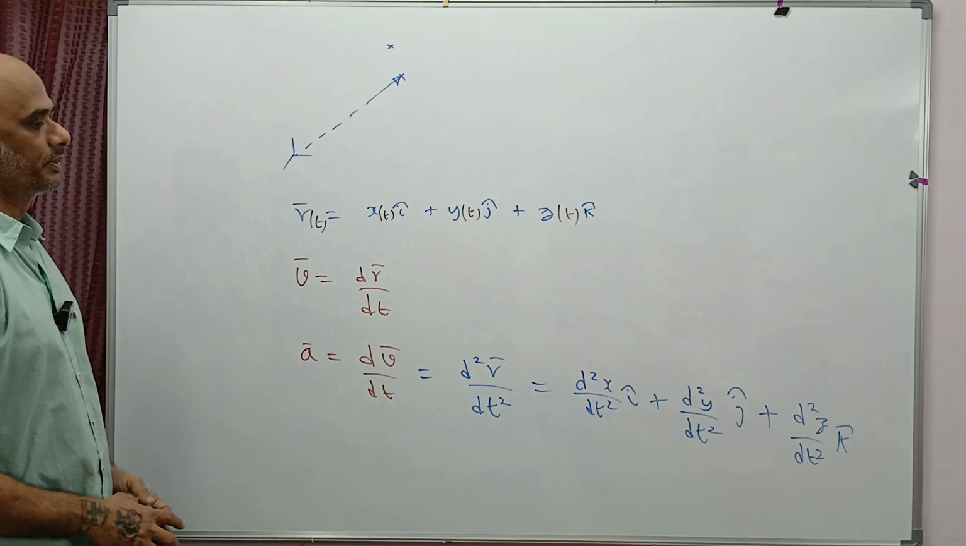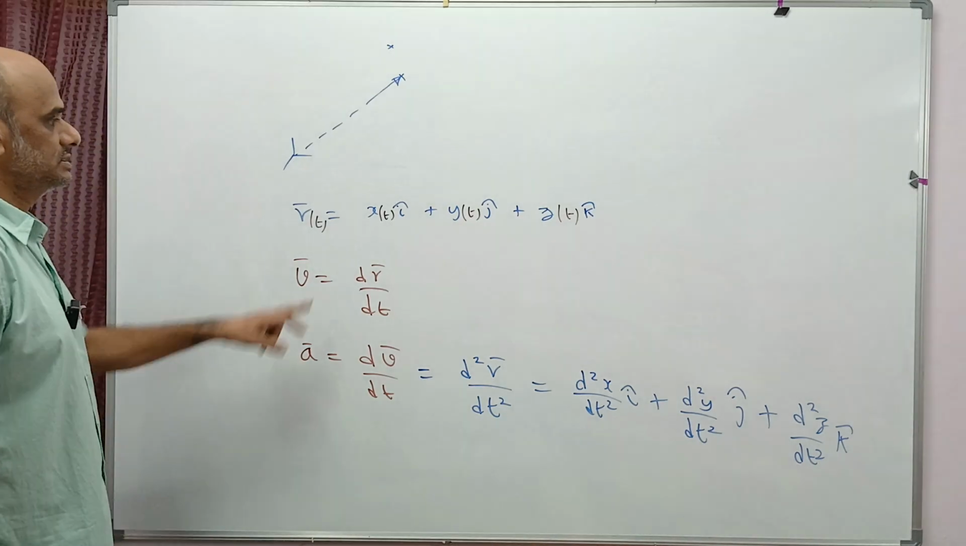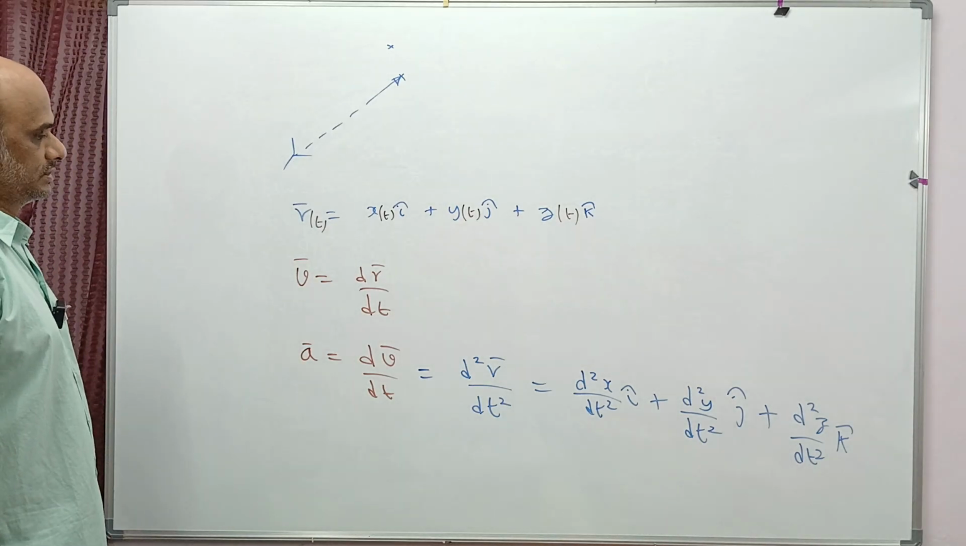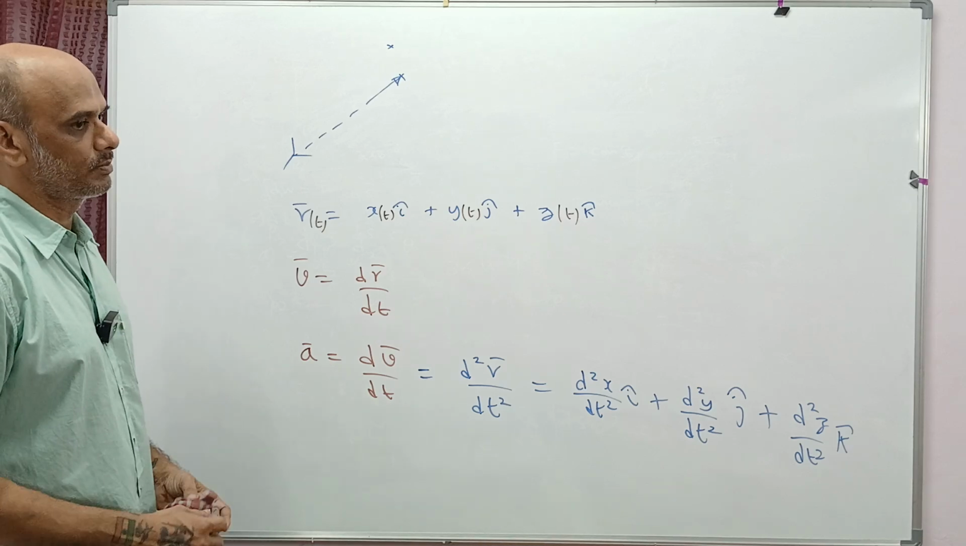Or, to put it in other words, to get the x component of acceleration, take the derivative of the x component of the displacement twice. For the y component of acceleration, take the derivative of the y component of displacement twice. Similarly, the z component.